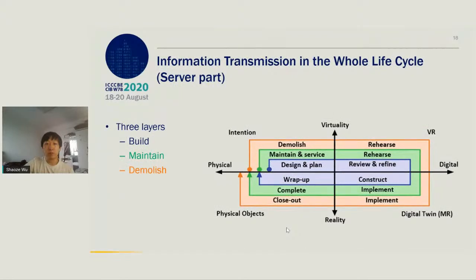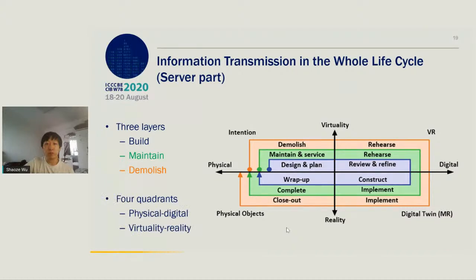Information in the server part should be updated in the whole life cycle of a building. It will consist of 3 layers: build, maintenance, and demolish. Each layer can be divided into 4 quadrants based on physical or digital, virtual reality or reality. Information flows in the quadrants and the layers.